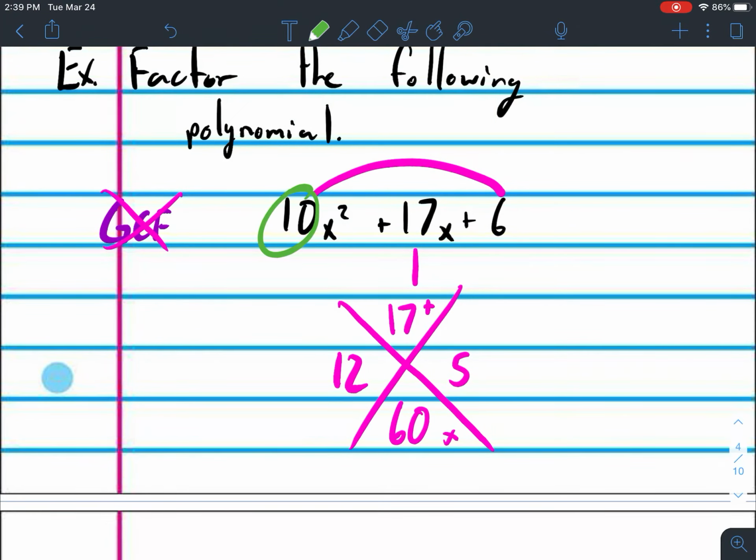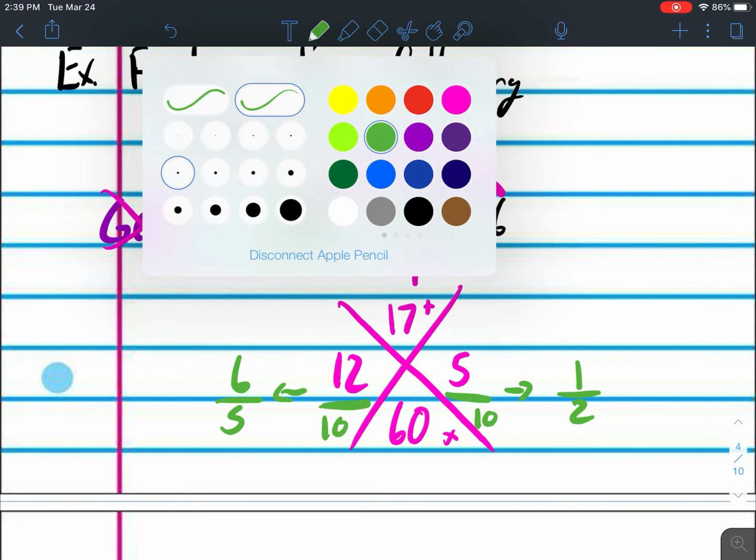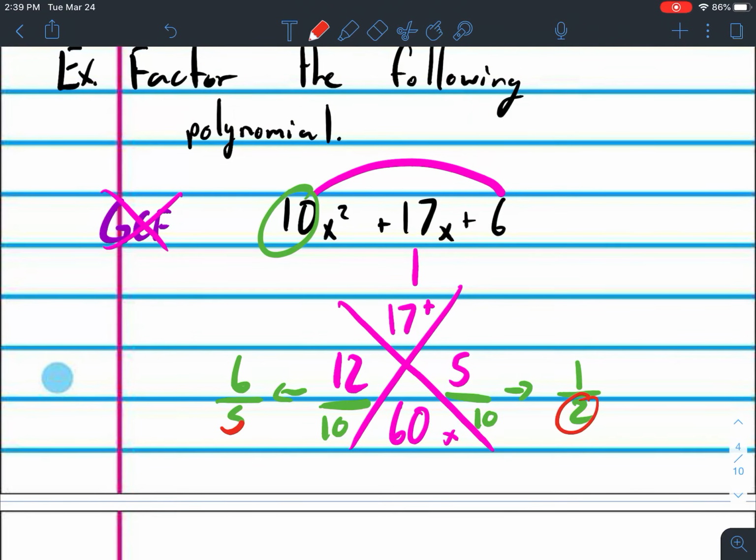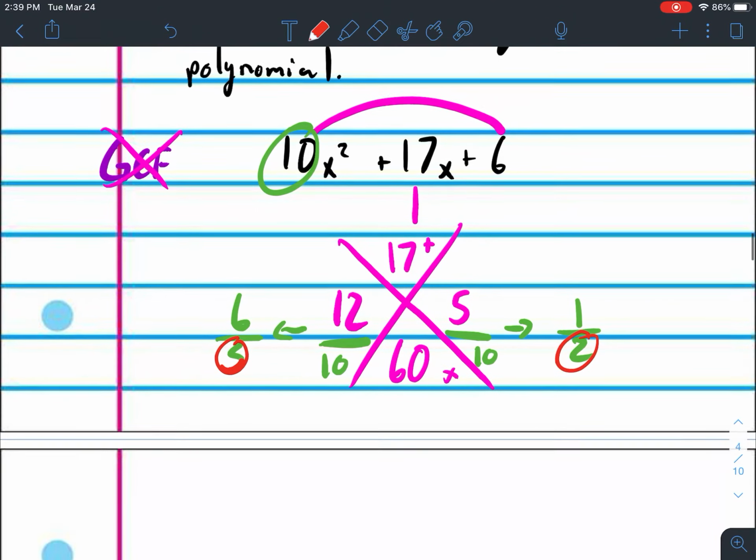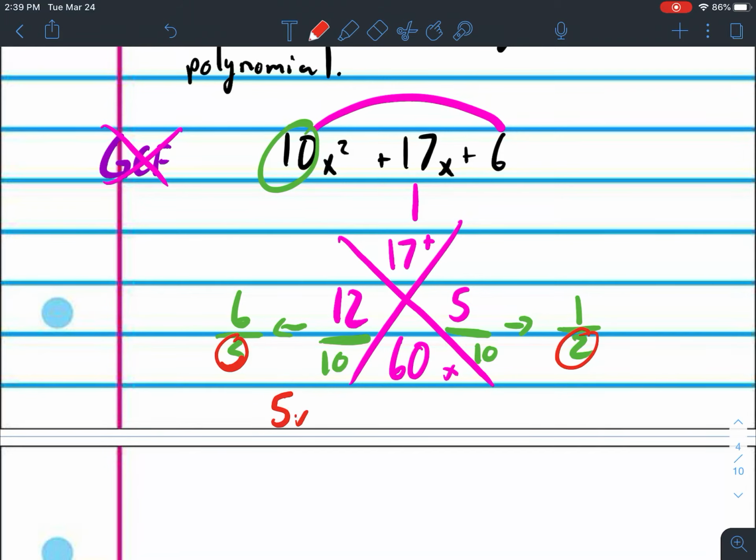Okay, now here's the part where you guys got to be careful. Because our leading coefficient is not 1, we have to put it underneath both of our numbers and then simplify. 5 over 10 simplifies down to 1/2. 12 over 10 simplifies down to 6 over 5. And remember, bottoms up, which means those two numbers right there are going to be your coefficients. So one answer is going to be 5x plus 6 and times 2x plus 1. Bottoms up.